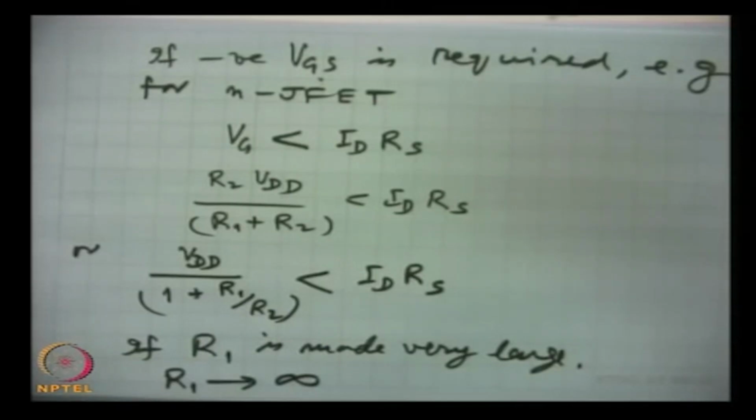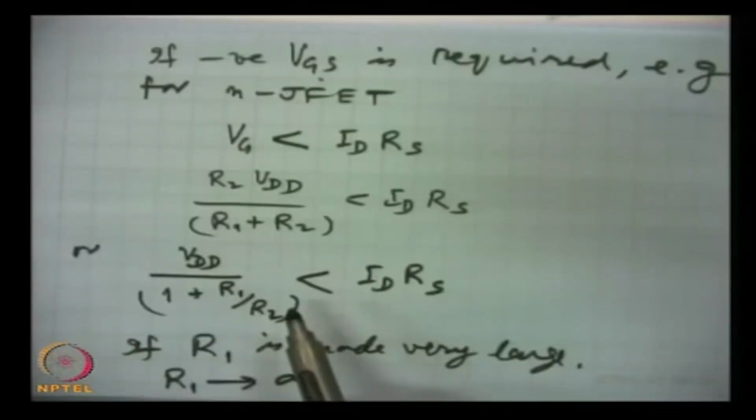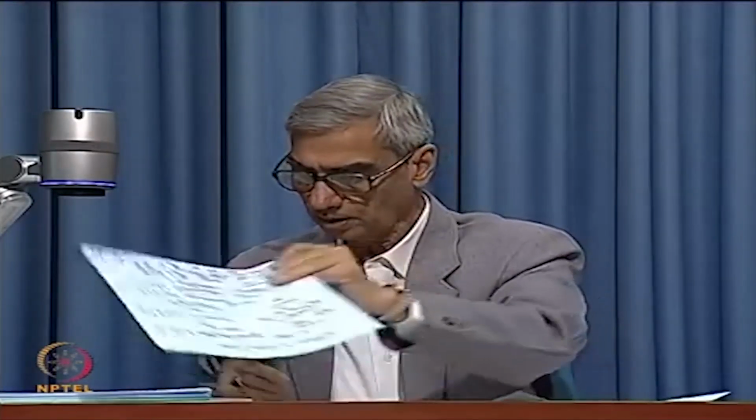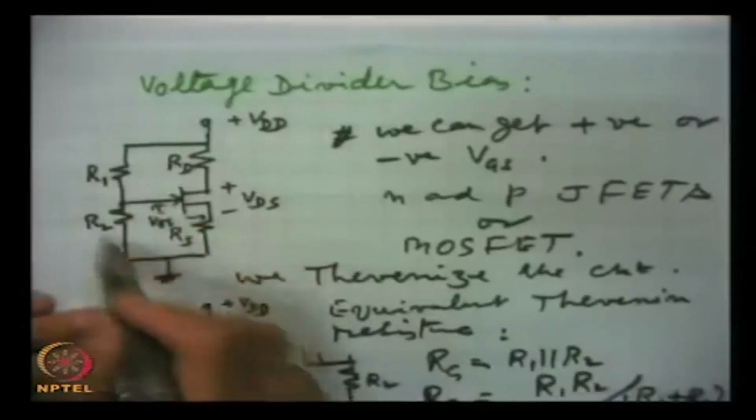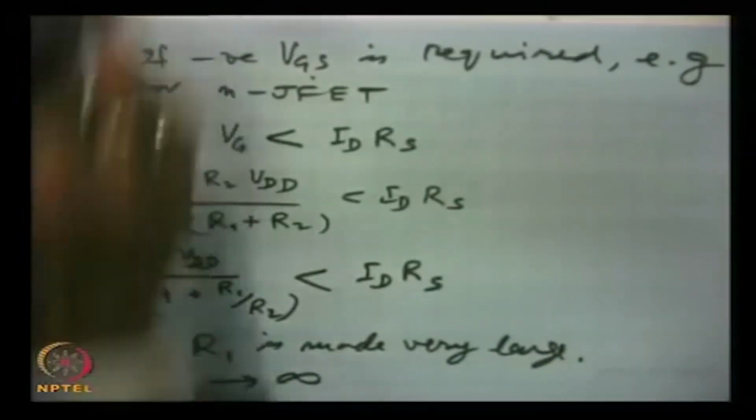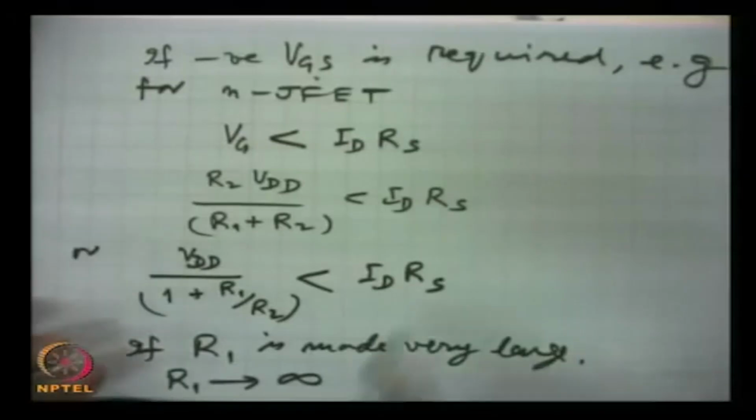That means if we remove R1, then we will get a negative gate source voltage, and the circuit will be the same as we have got for self bias. That is, this circuit will be reduced from voltage divider bias. If we remove this resistance R1 here to make it infinity, that will reduce this circuit to this form.